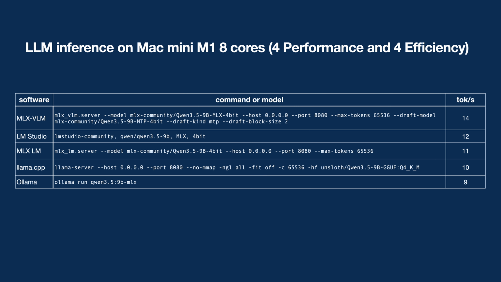So I tested this popular software. MLX-VLM allows not only to use MLX models, but also to use multi-token prediction, MTP, that allows to run the same model at 14 tokens per second, and Ollama was the slowest one.